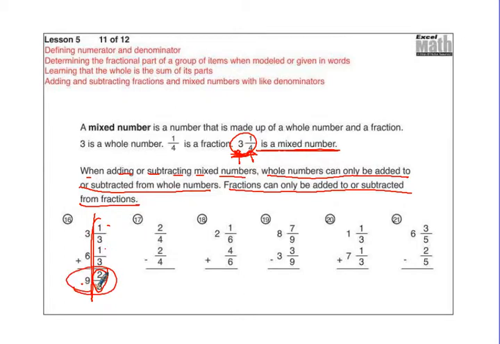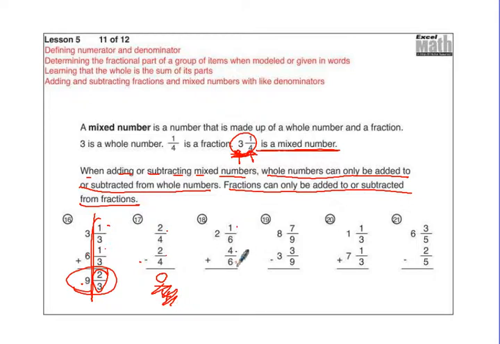Let's do number 17 together. 2/4 take away 2/4 is equal to 0/4. But you don't want to write this part. Just write 0. It's equal to nothing. And then number 18, we'll do this one together as well.